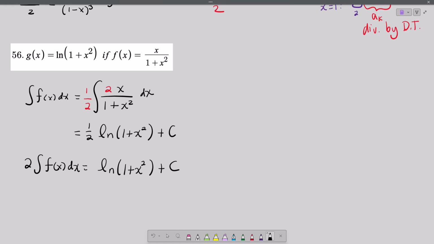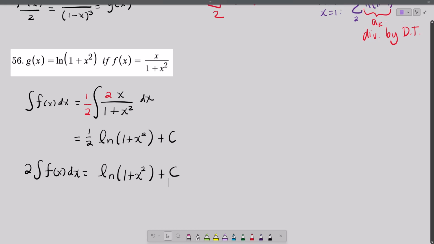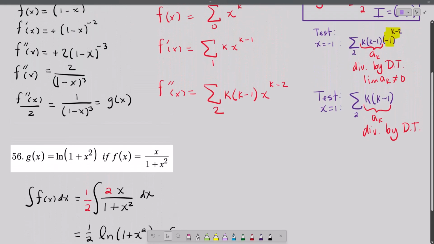But what this is telling us is that we almost have g. There's g right there. We have g plus c. We'll just have to reconcile that constant, which we'll do in a minute. The first thing, after we get this roadmap to get to g from f, we need to get our power series for f. So let's do that.